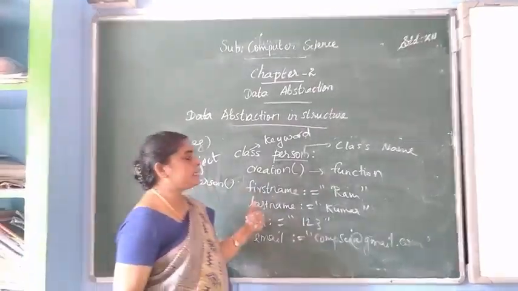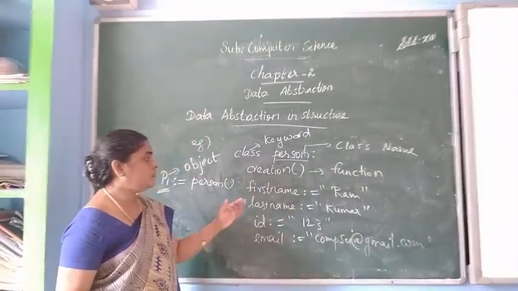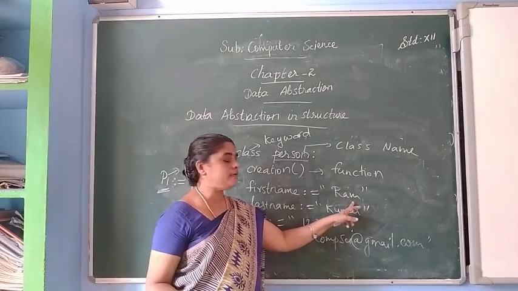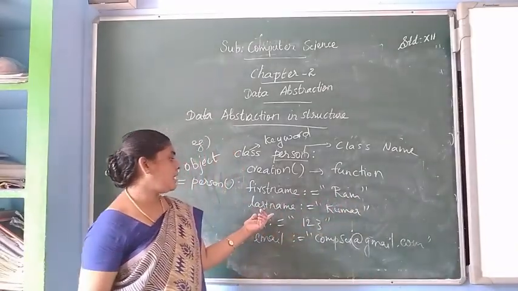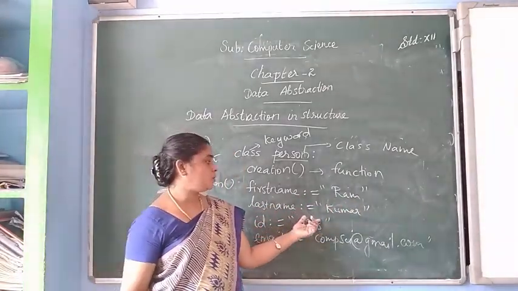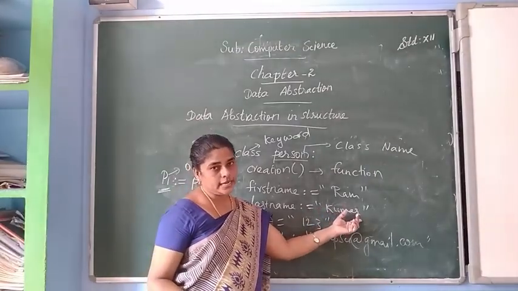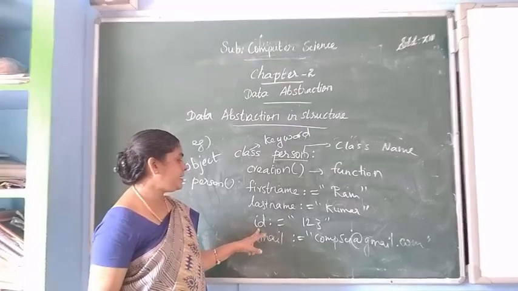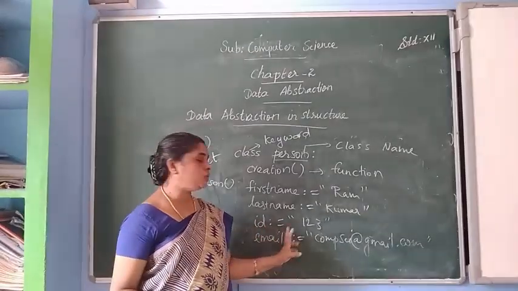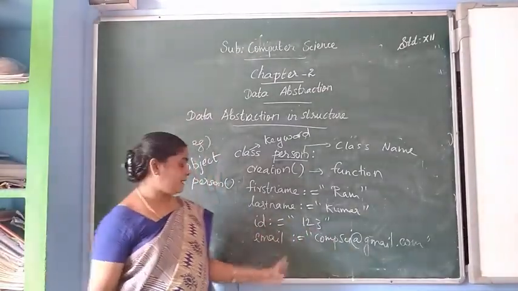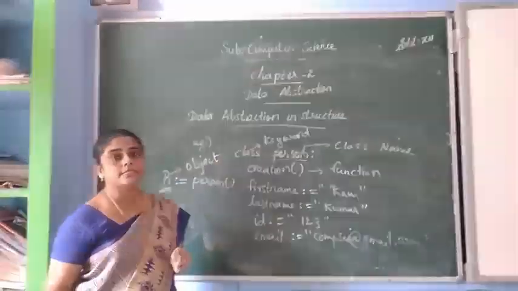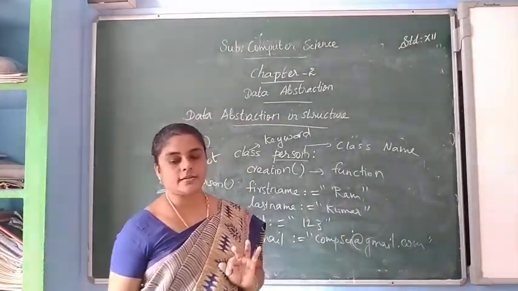So after when we give the value like this, we can give first name colon equal to, within the quotation we have to write Ram. Then last name colon equal to, within the quotation we have to write Kumar. Any value, whatever values we need, we can do. Then ID colon equal to 1, 2, 3, any ID number. Then email address we can do. This is the data abstraction in structure.